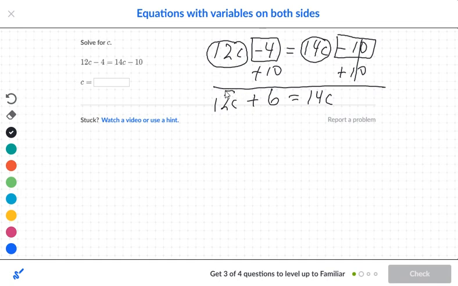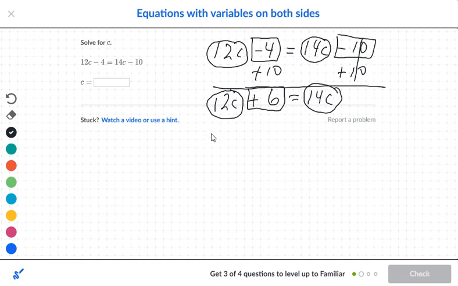Okay, so now we're going to code the problem. Circle your letter, box your numbers, and circle your letter. Now here you only have one way to go. You have to move this 12C out of here. That's the only circle you have to move because you want to get that box by itself.